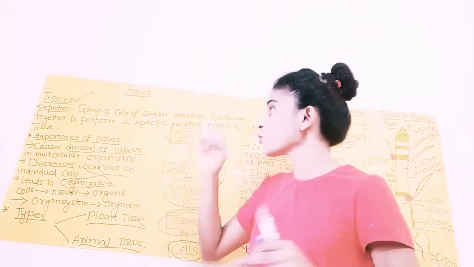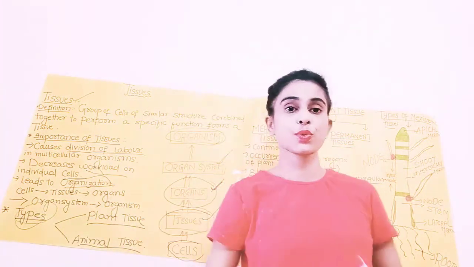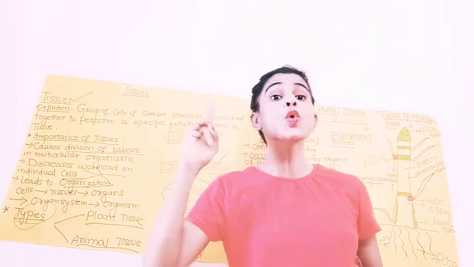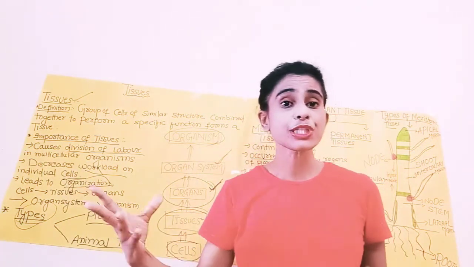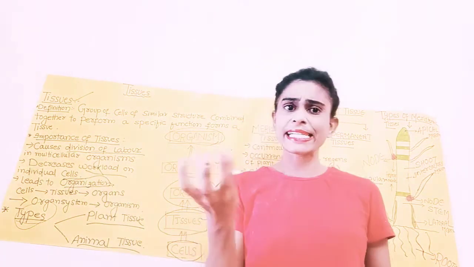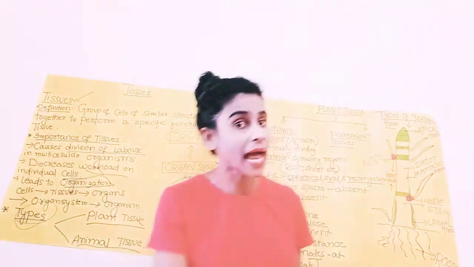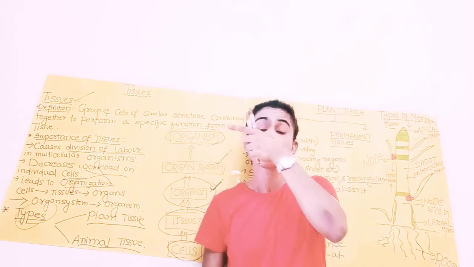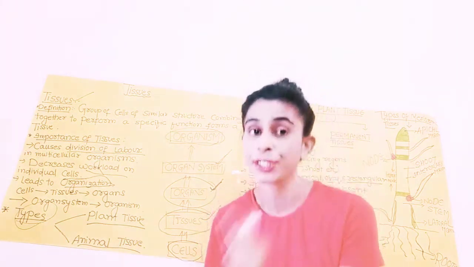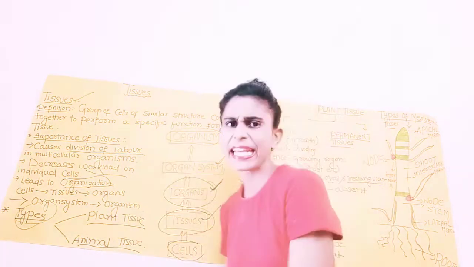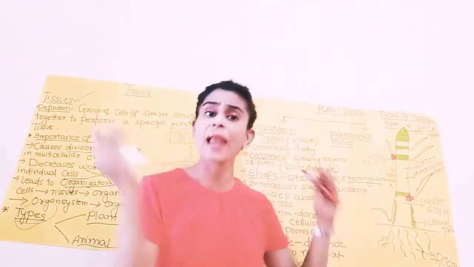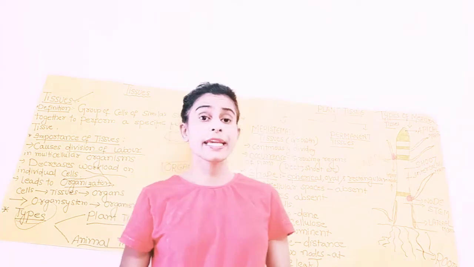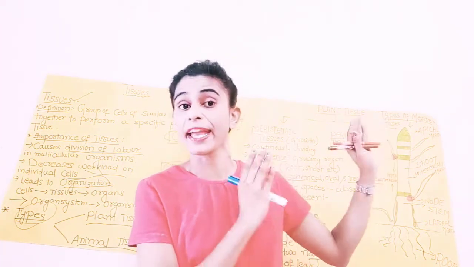Next, move on to the types of tissues. How many types? Two types: plant tissues and animal tissues. A group of cells in a plant is called plant tissue, and a group of cells in an animal is called animal tissue. Further, there are many divisions of plant tissues and animal tissues, but slowly and gradually we are going to read each and every division.